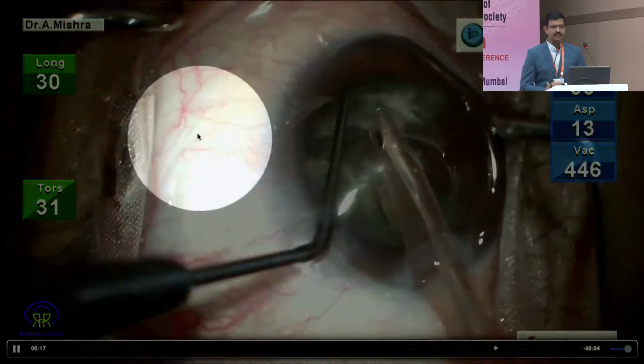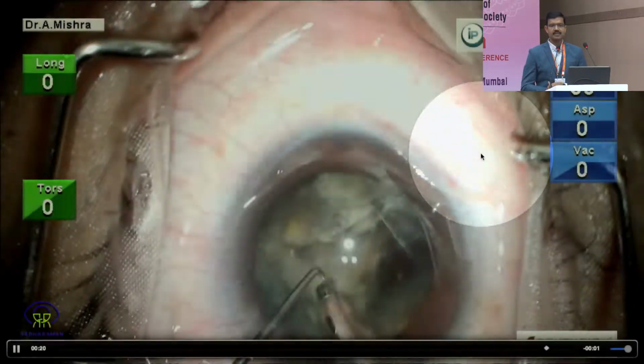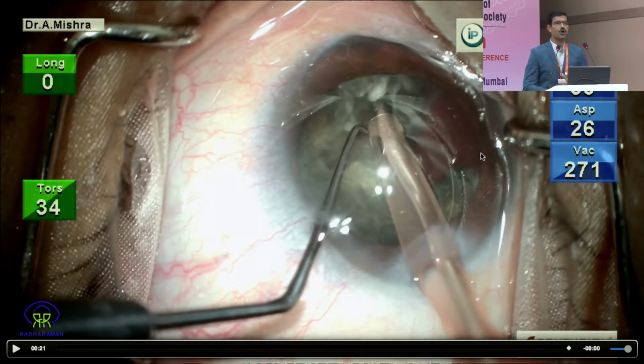Now suddenly you find a lot of space here. This gives you a signal that something's wrong. So you have to go back and revise what's wrong in there. So that's the second point, how you would recognize an early happening of a PCR.